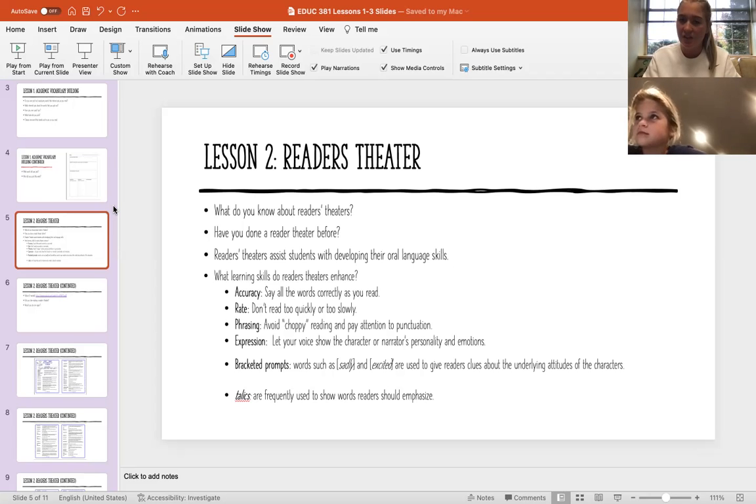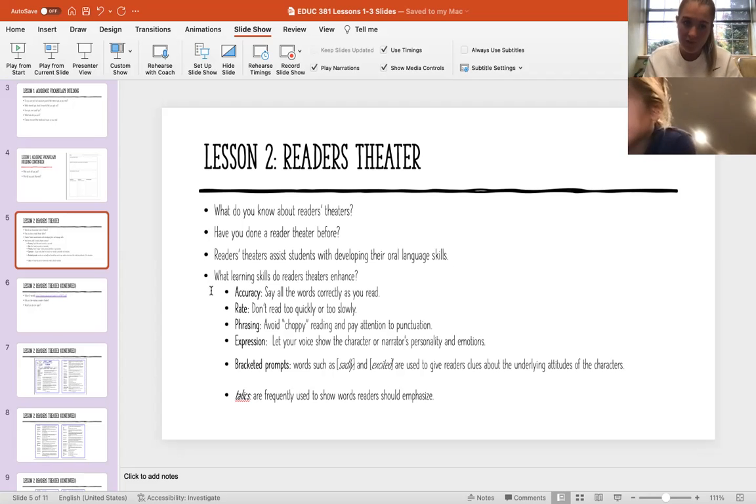So basically, reader's theater assists students with developing their oral language skills, like their speaking skills. It helps you become a better reader out loud in front of a group. The different skills that readers theaters enhance include accuracy. Accuracy is making sure that you say all the words correctly, and you can do that through rehearsing your readers theaters a lot. The first time you might do a readers theater, it might not be perfect, but with repetition and rehearsing it with your classmates, the words begin to flow more because you're aware of what is being said.